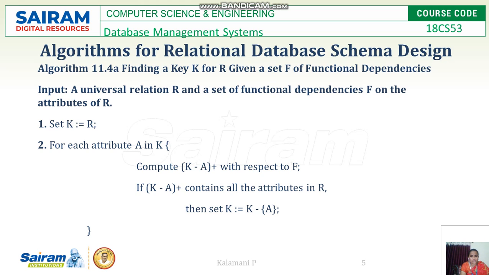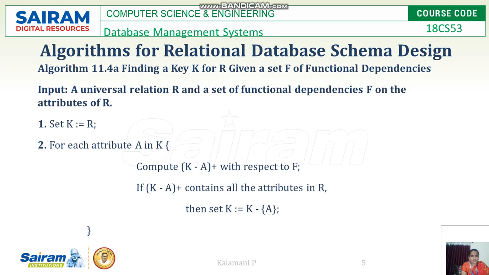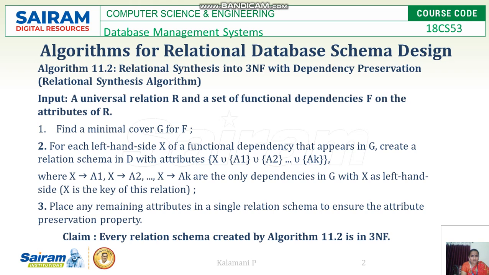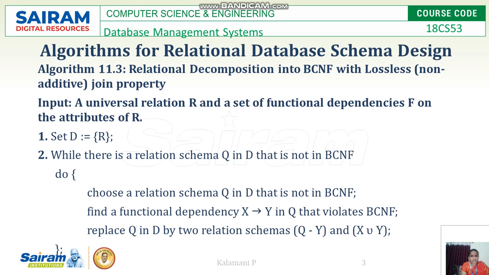First, we set K equal to R. R itself is assigned to K. For each and every attribute A in K, we have to compute the attribute closure of K minus A with respect to F. Then, if the closure of K minus A contains all the attributes in R, then set K equal to K minus A. So these are the three different algorithms used in relational database schema design.